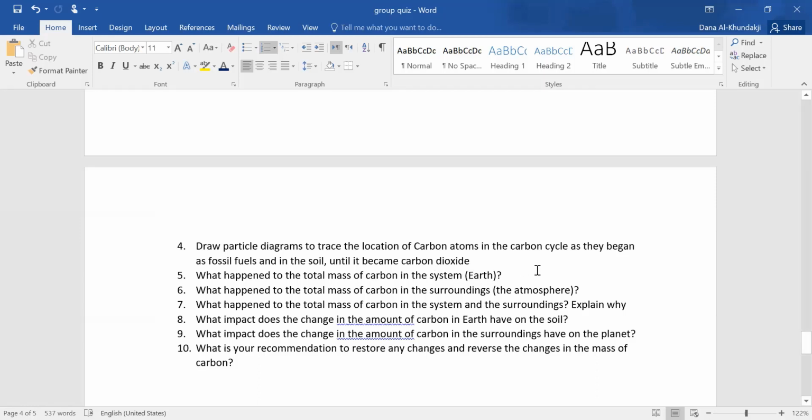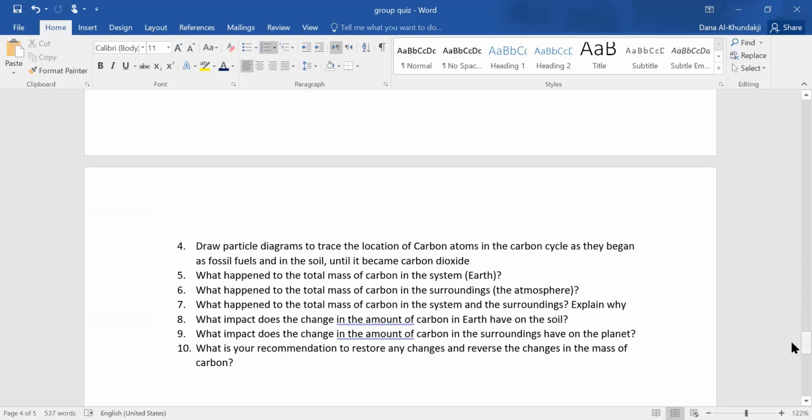If we choose Earth as our system, what's happening there? What happened to the total mass of carbon in the surroundings after that change? What happened to the total mass of carbon in the system and surroundings even after the change? What impact does the change in the amount of carbon in Earth have on the soil? What impact does the change in the amount of carbon in the surroundings have on the planet? What are your recommendations to restore any changes and reverse the changes in the mass of carbon?